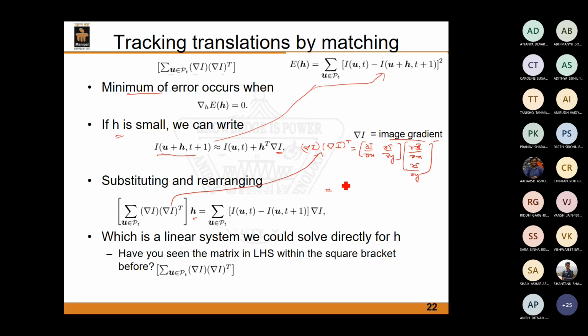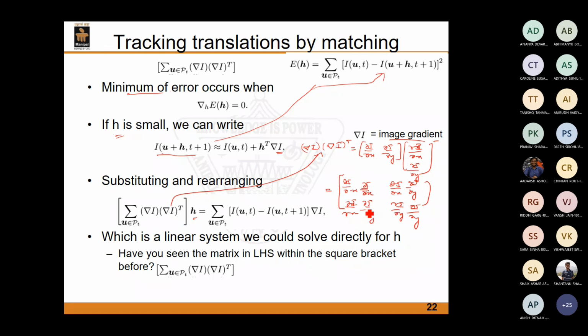Now, when you open the brackets, I can write this as: dou I by dou x, dou I by dou x here; dou I by dou x, dou I by dou y here; again dou I by dou x, dou I by dou y; and here dou I by dou y, dou I by dou y. So this is the matrix form of what has been represented over here.